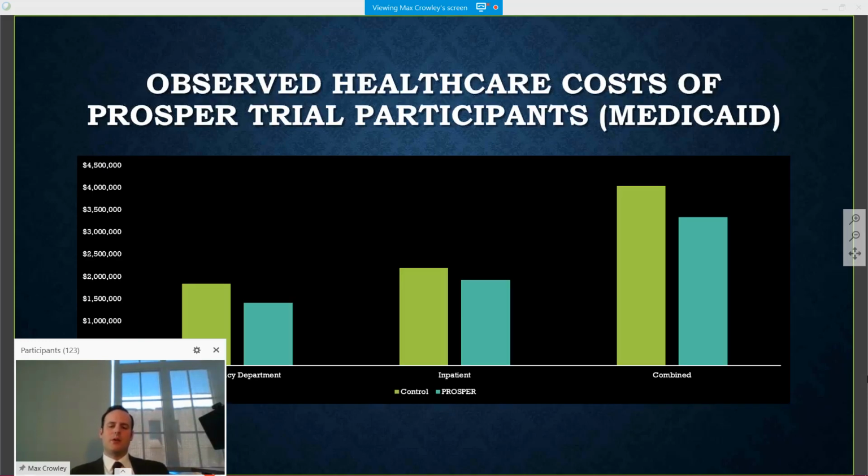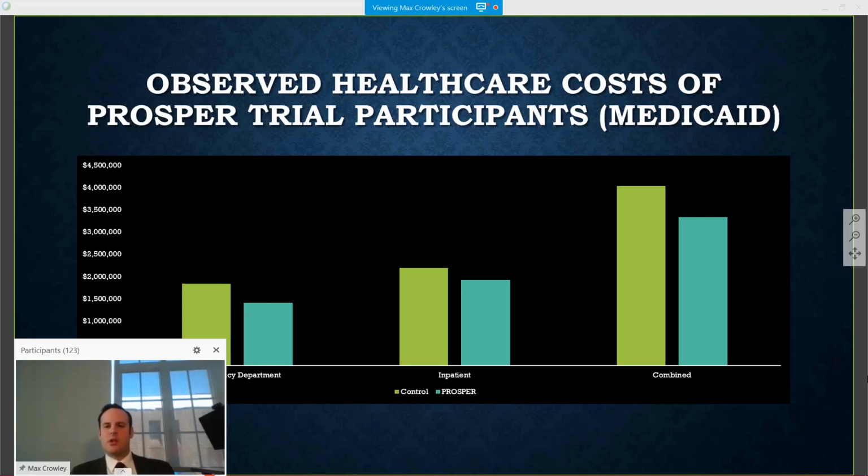So one thing that we did, to follow through on this example, looking at the PROSPER trial in particular, is we mapped the 30,000 participants that are on that trial onto individual Medicaid records to understand the impact of PROSPER directly on expenditures to the Medicaid system.